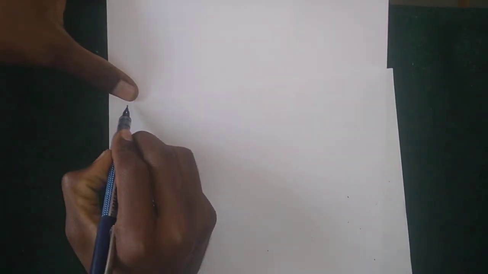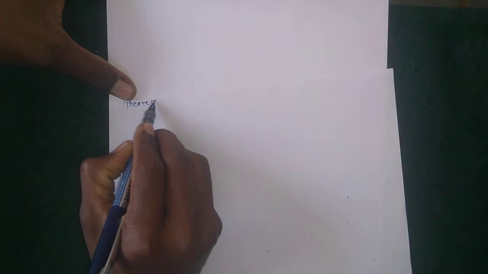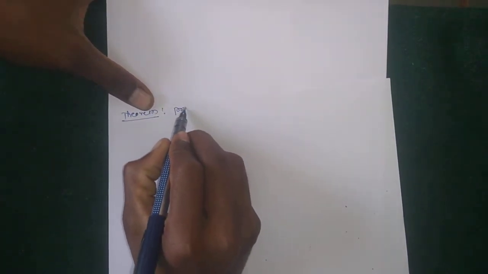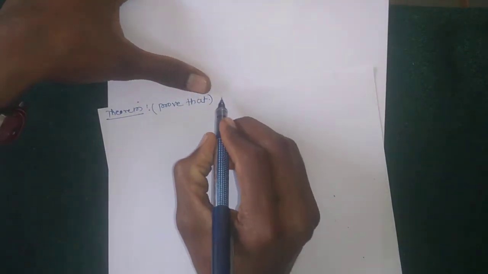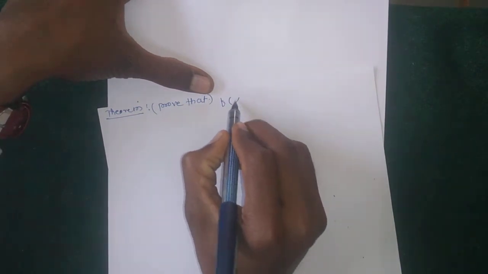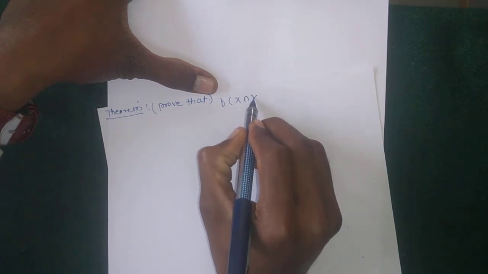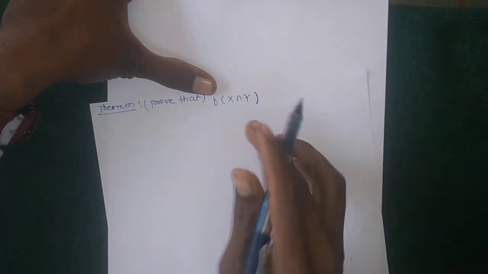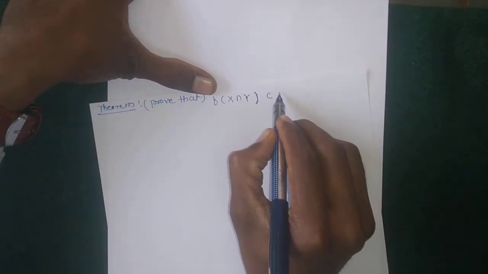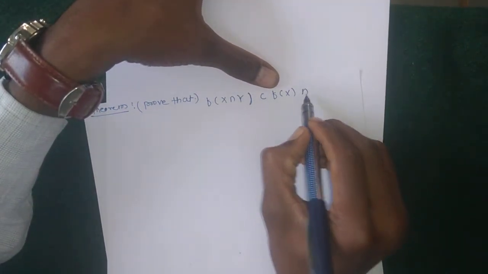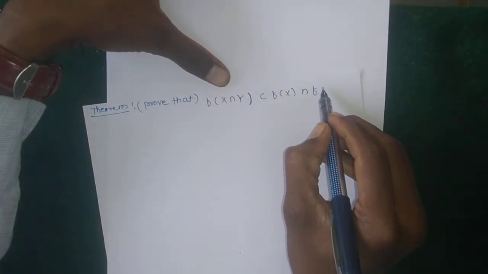Today we are going to discuss some theorems on real analysis. Theorem: prove that if the image of X intersection Y, meaning the image of the intersection of two sets, is a subset of the intersection of images.